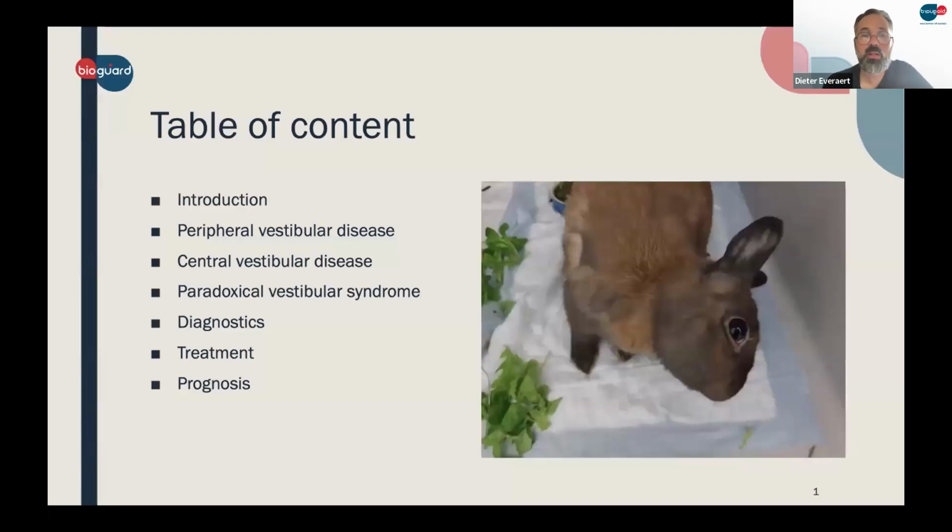So what we're going to discuss today: first I'll give a little introduction, then the different parts of the vestibular disease, so peripheral, central, or paradoxical vestibular syndrome, the diagnostics we use or can be used, the treatments and prognosis, and we will also give our workup plan, how we do it in our practice.